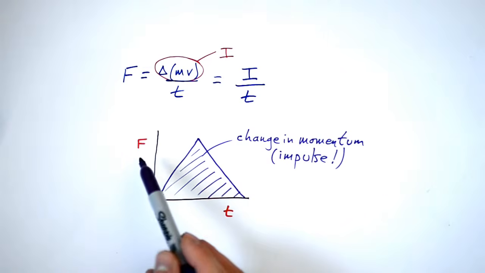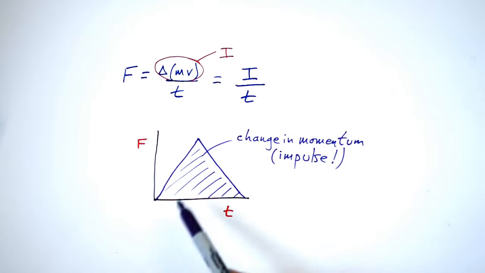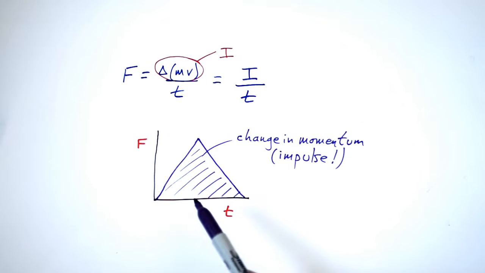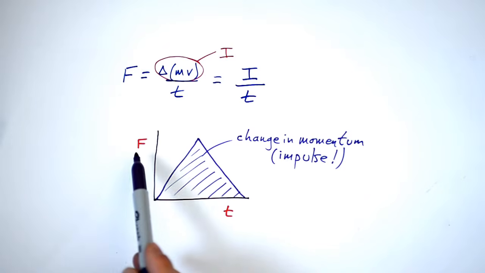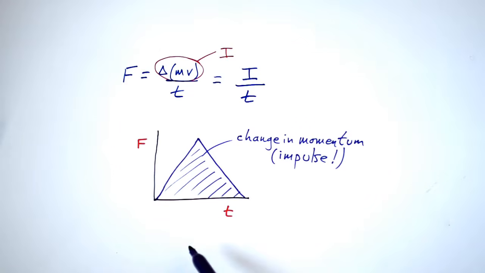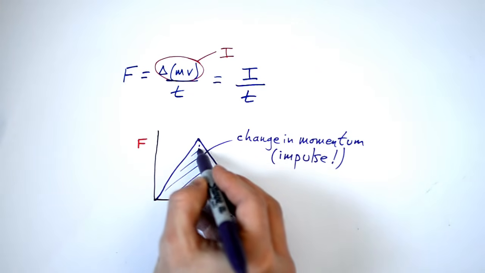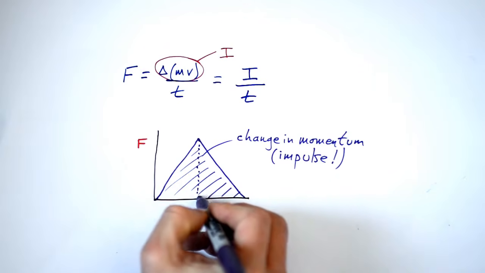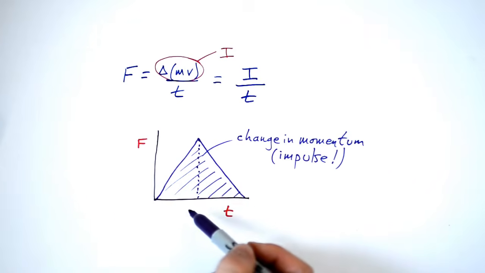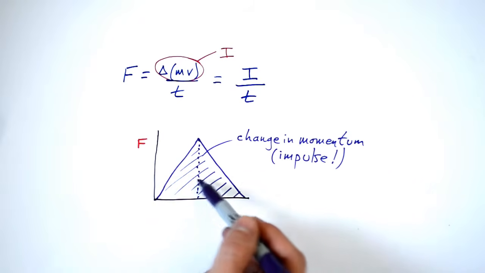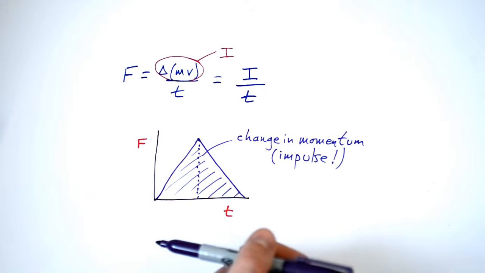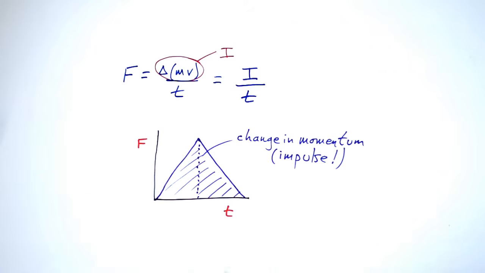Just like if we have a speed-time graph and we find the area under the graph, we find distance. Here, if we have force and time, find the area under the graph and we find the impulse, the change in momentum. As per usual, split it into rectangles and triangles. So I split this into two triangles, base times height divided by 2, base times height divided by 2. Add them all up and you find the change in momentum.